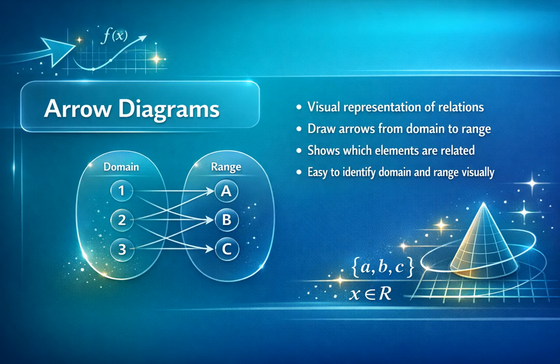Arrow diagrams are a great way to visualize relations. Draw 2 sets and use arrows to show which elements are related. The arrows point from elements in the domain to their images in the range. This makes it easy to identify the domain and range at a glance.